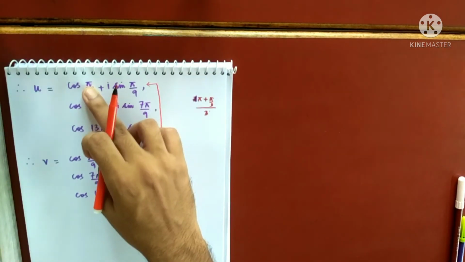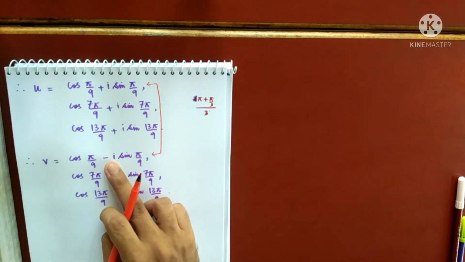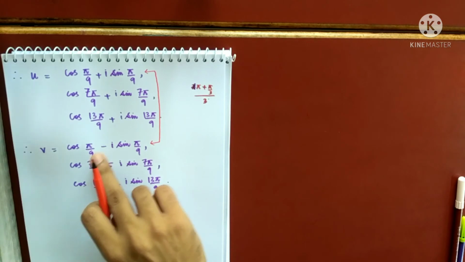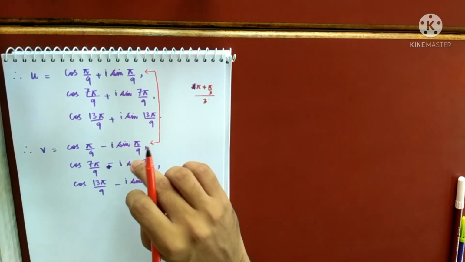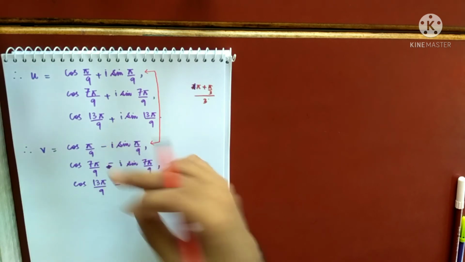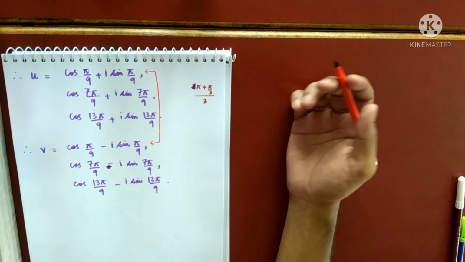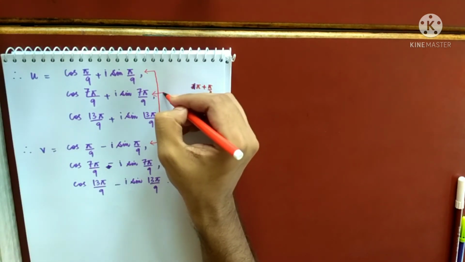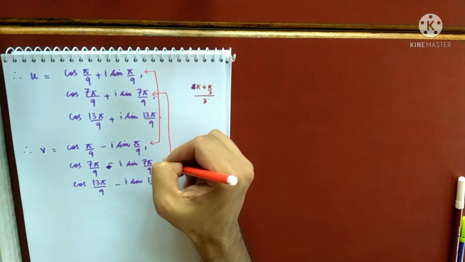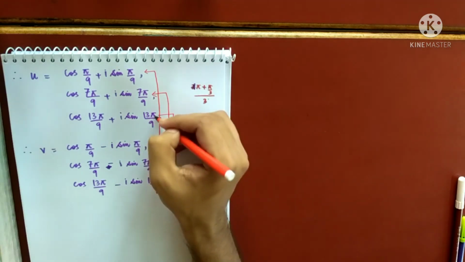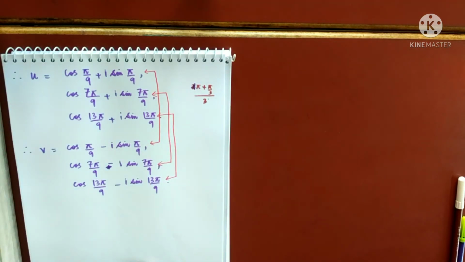Because if you multiply this with this, it is a plus b into a minus b. So that will become cos square pi by 9 minus i square sin square pi by 9. So minus i square will become plus 1. So this will become cos square pi by 9 plus sin square pi by 9. That is 1. So these two will make a pair. These two will make a pair. And these two will make a pair because their product will be 1, by using the formula sin square theta plus cos square theta equals 1.